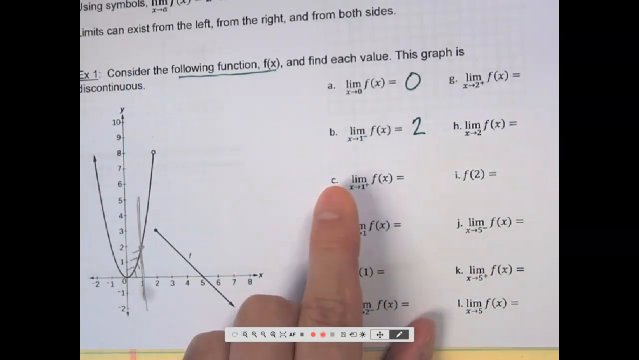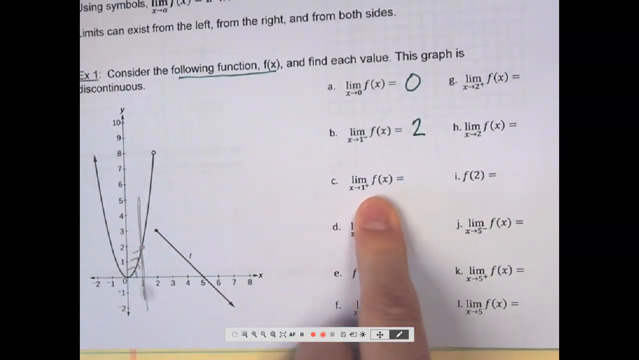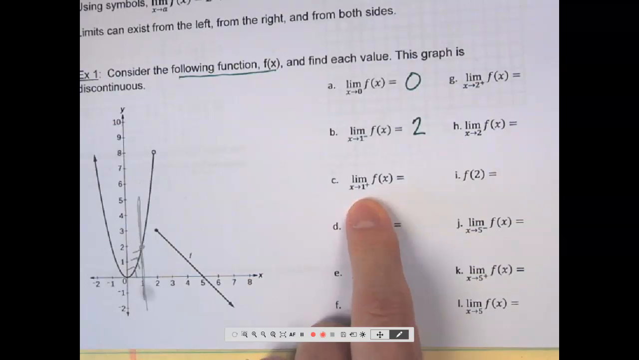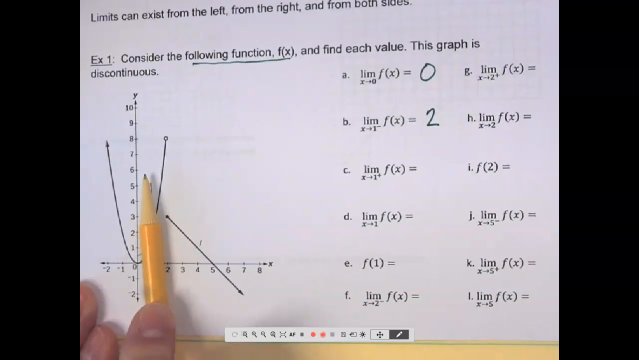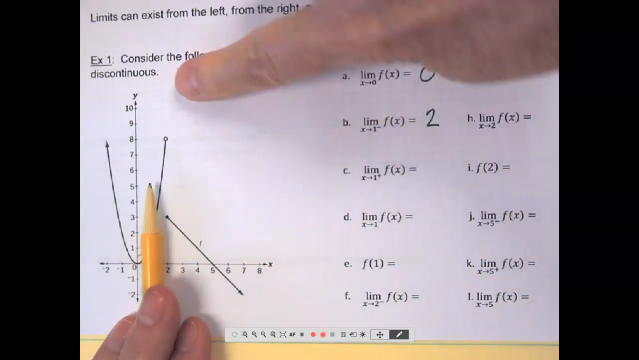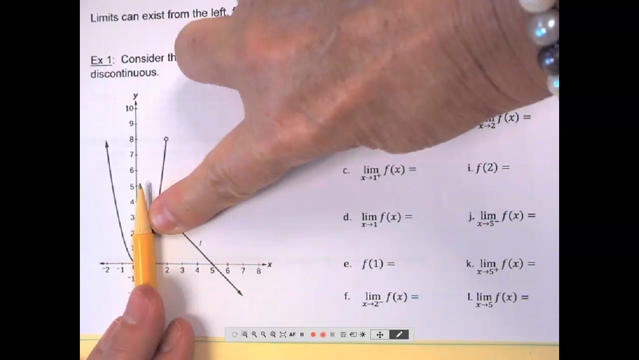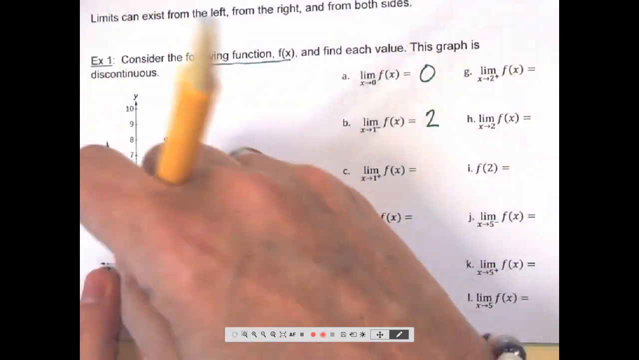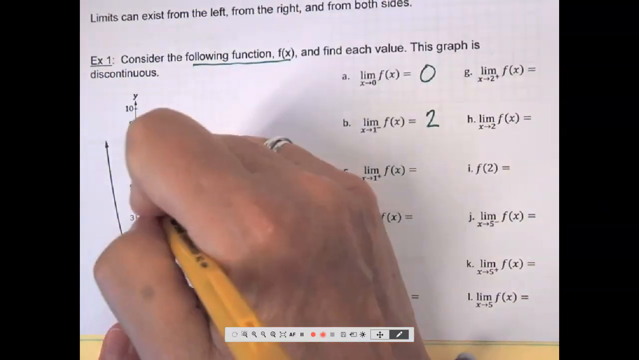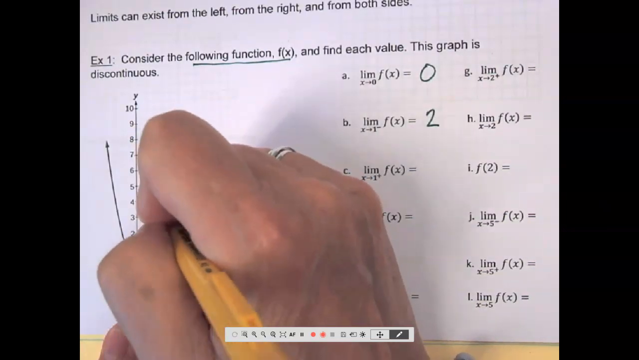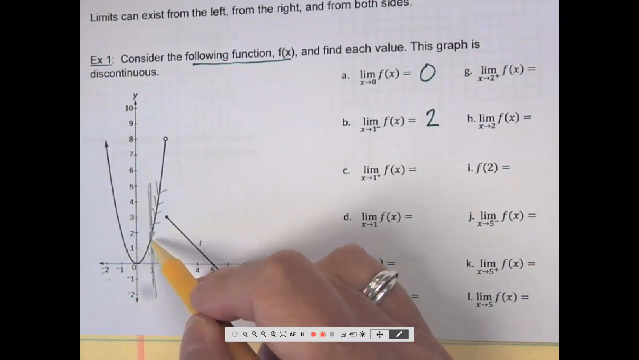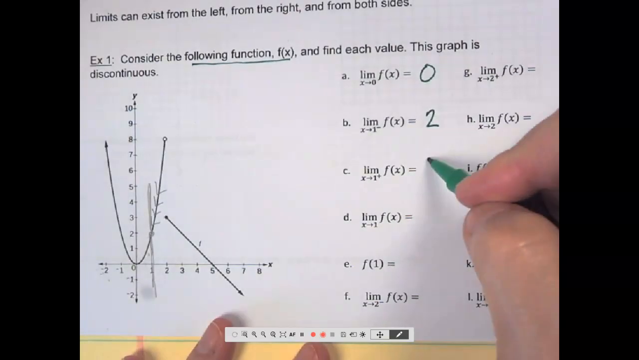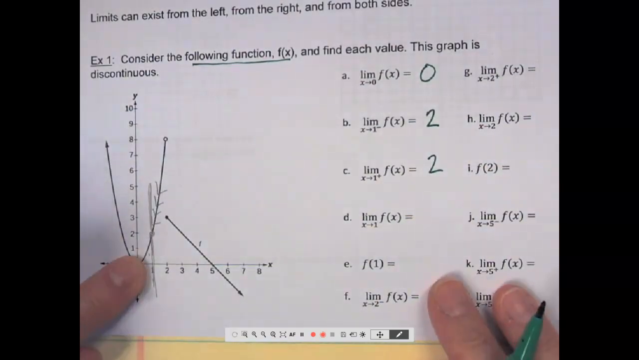Okay, part C. Find the limit of this function approaching 1 from the right. So again, this is where x equals 1, but now I'm approaching it from the right-hand side. So I'm coming in not this way, but this way, getting closer and closer to where x is 1. And what is the y approaching? 2 also. Just from above, whereas this approached 2 from underneath.